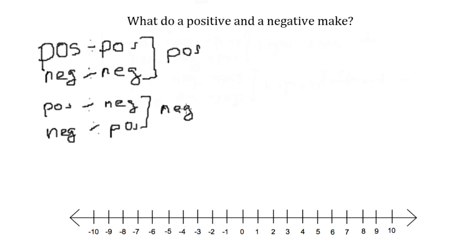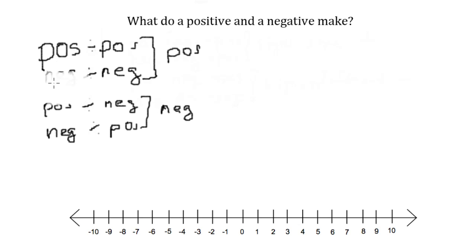So for multiplication and division, it's pretty easy to memorize, because if the signs are the same, the answer is always going to be positive. If the signs are different, the answer is going to be negative. That's for multiplication and division.